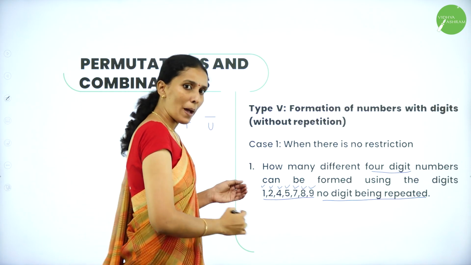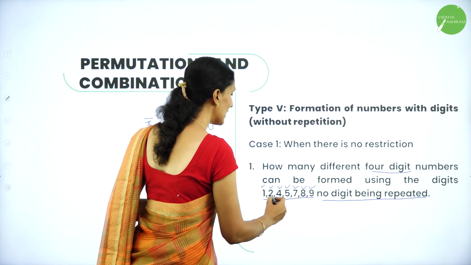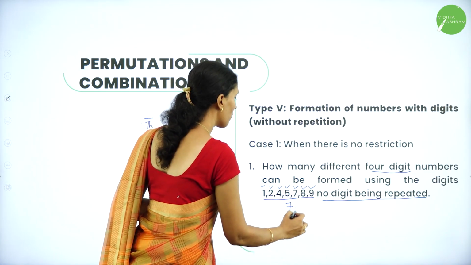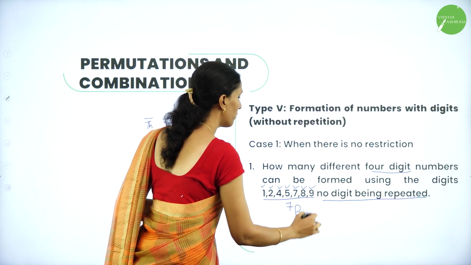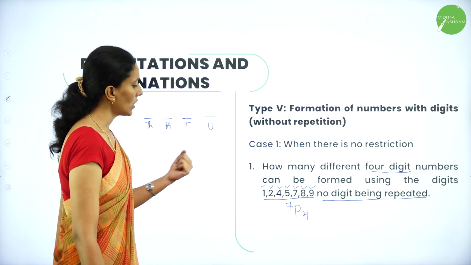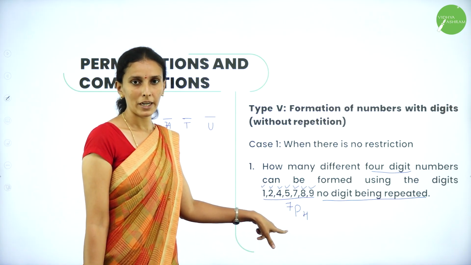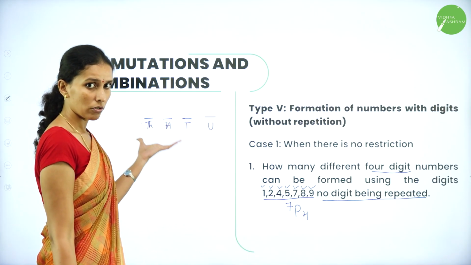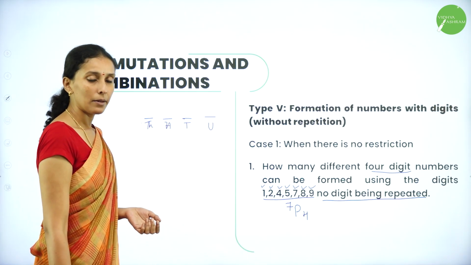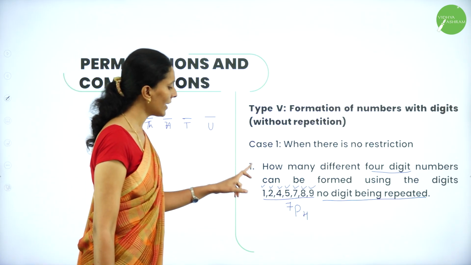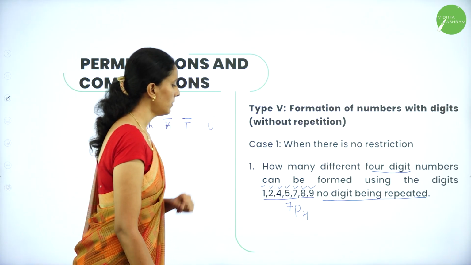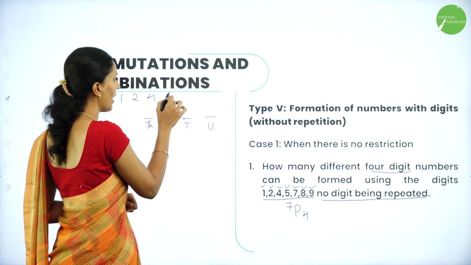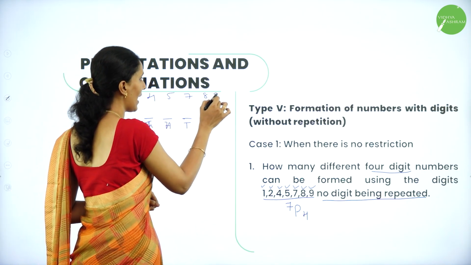By using the formula method, we can clearly write: how many numbers do we have? 7 numbers, out of which we have to form 4 numbers. So, this can be formulated using the permutation formula 7P4. Let us use the logic method also, which is another way to find the number of permutations. The numbers given are 1, 2, 4, 5, 7, 8, 9.